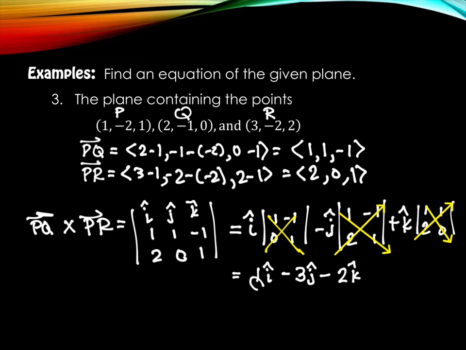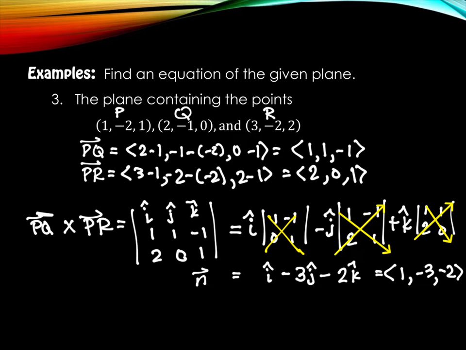So I'm going to erase the 1 since it's not really necessary at the beginning here. So the normal vector is what I just found, and they called it n, so we will too. The normal vector is I minus 3j minus 2k, or if you prefer to write it, you can write it as 1, negative 3, negative 2. Out of space.